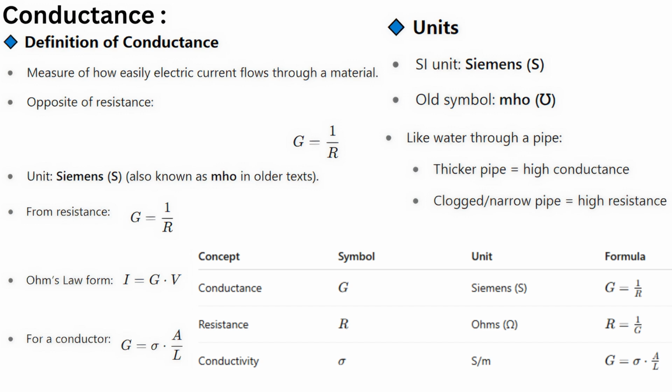To wrap it all up, the table at the bottom provides a neat summary. For conductance, the symbol is G, the unit is Siemens, S, and the formula is G equals 1 over R. For resistance, the symbol is R, the unit is ohms, ohm symbol, and the formula is R equals 1 over G. For conductivity, the symbol is sigma, the unit is Siemens per meter, S/m, and it's used in the formula G equals sigma times A over L.